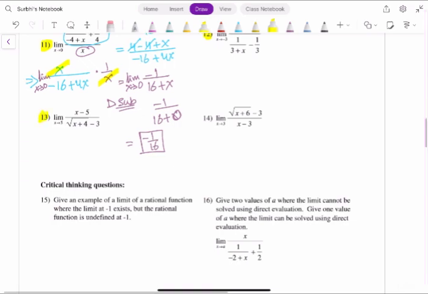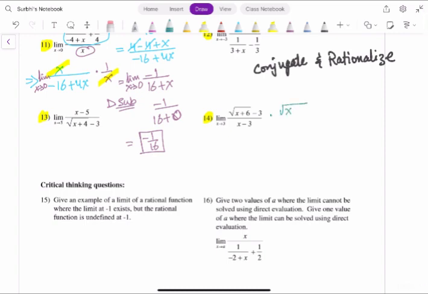Now, 13 and 14 are related to the concept of conjugation and rationalization. You know this stuff very well. You have done it in Algebra 1, Algebra 2, and pre-calculus as well, or you have done it in Accelerated Algebra 2. So, let's try number 14. We will multiply with the conjugate. So I will just change the sign from negative to positive. We will multiply with the conjugate in the numerator and in the denominator.